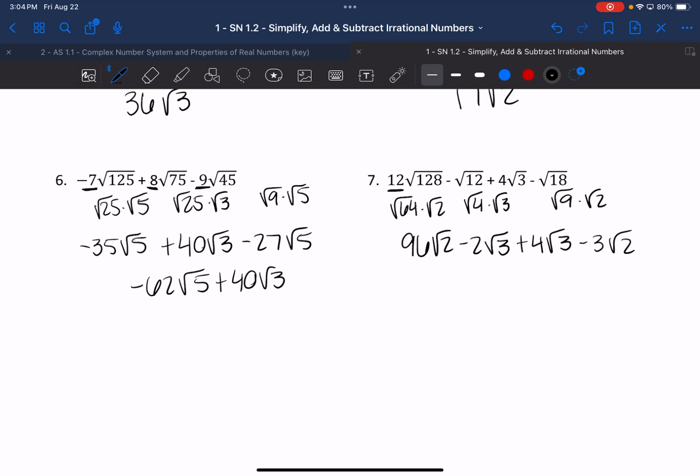So that's going to be your 96 and your negative 3, which would be 93 root 2. And your negative 2 and your positive 4 is going to be 2 root 3. All right.